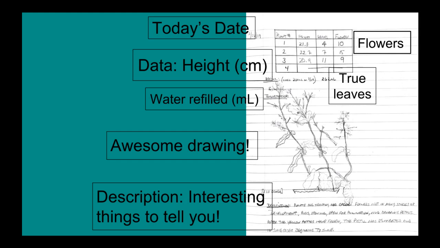Here is an example again of what it looks like to take proper fast plant data: the date, the height in centimeters, whether there are leaves, whether there are flowers, how much water in milliliters used to refill back to the mark, a detailed illustration or awesome drawing, and a description of interesting things. For example, you might notice that the petals of your flowers might be falling off. Don't worry, that's normal. Those are things you want to note.